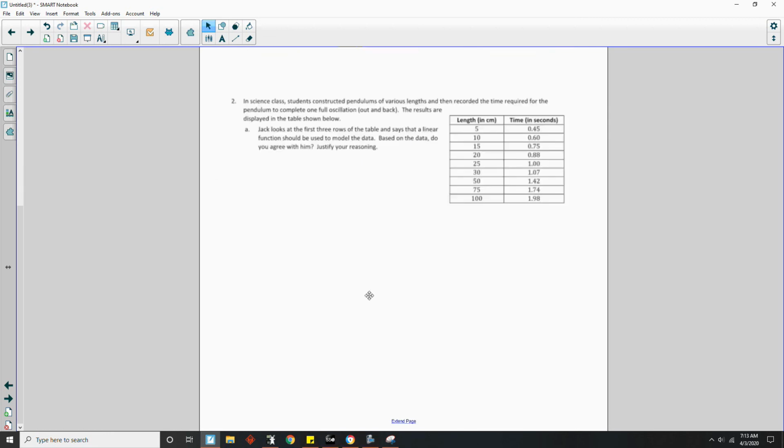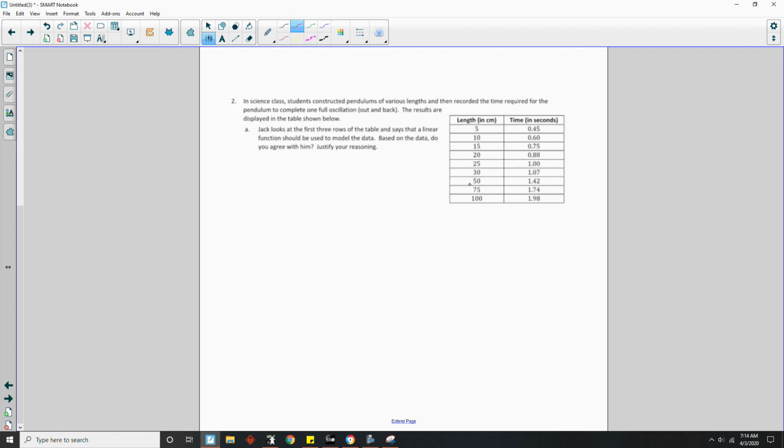It says, in science class, students constructed pendulums of various lengths. Then recorded the time required for the pendulum to complete a full oscillation out and back. The results are displayed in the table shown below. Jack looks at the first 3 rows of the table and says that a linear function should be used to model the data. Based on the data, do you agree with him? Justify your reasoning. So we have to either say yes or no to his justification that this is linear.